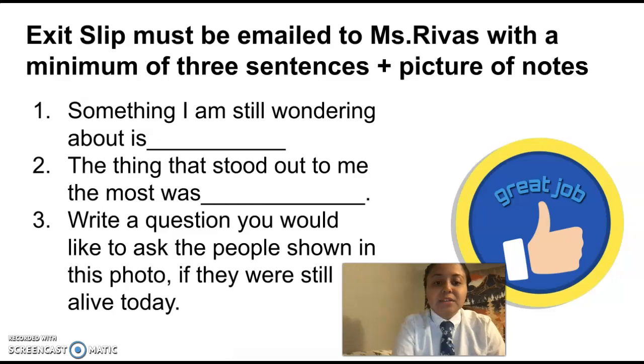So this is what you need to answer for the exit slip. Something I am still wondering about is blank. The thing that stood out to me the most was blank. Write a question you would like to ask the people shown in this photo if they were still alive today. Okay? I want you to really dig into it. Minimum of 3 sentences plus your notes.